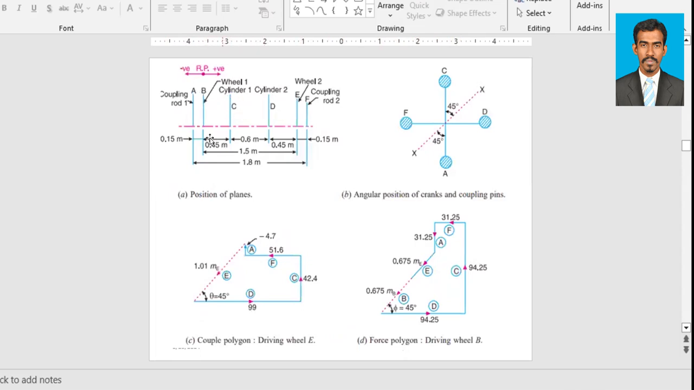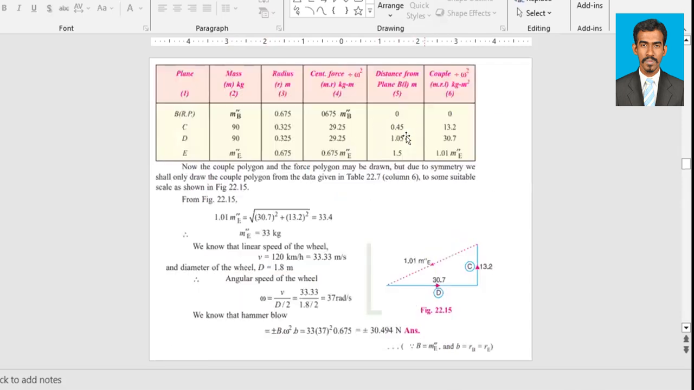B to C, that is 0.45. B to D, that is 0.45 plus 0.6, that is 1.05. B to E, that is 1.5. So this is the distance between the planes, right? 0, 0.45, 1.05 and 1.5.